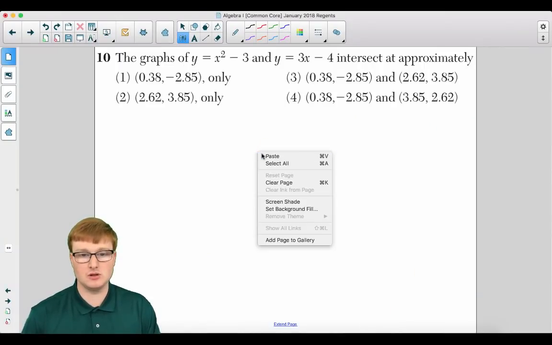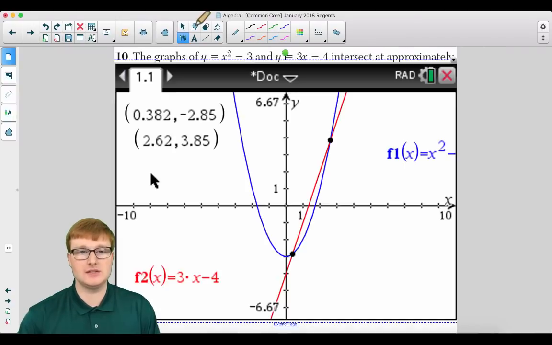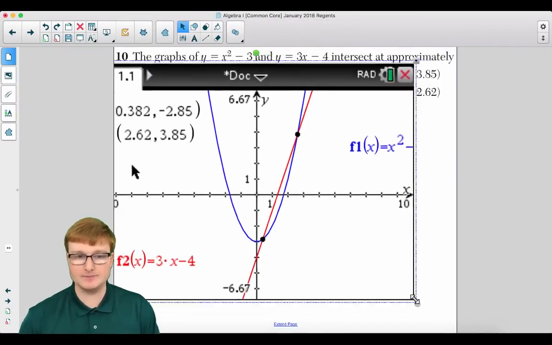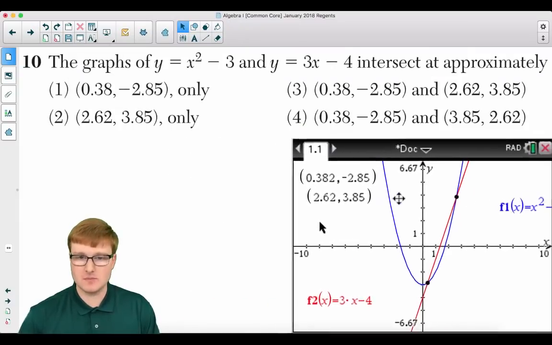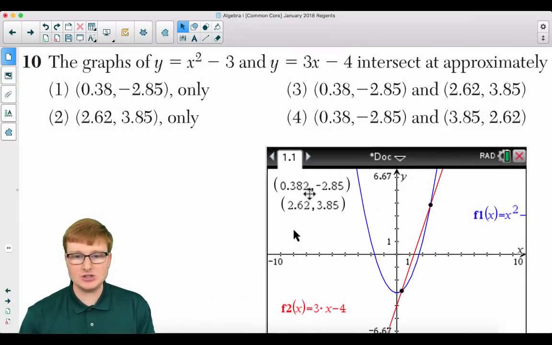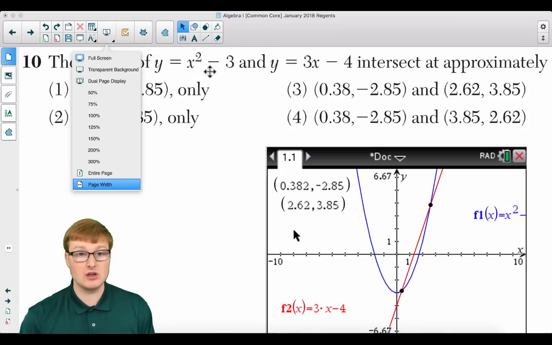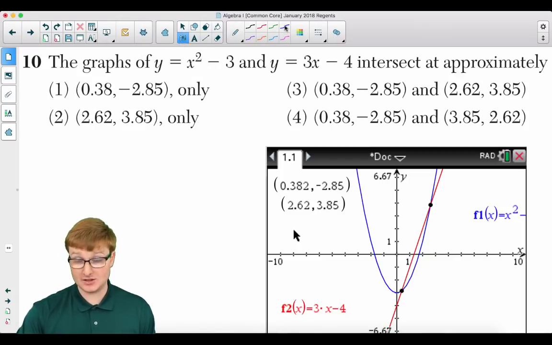And we're going to take a look and see what points we have here. All right. So the points we have are 0.382 and negative 2.85 and 2.62 and 3.85. Well, that looks pretty promising to choice 3. Yep.